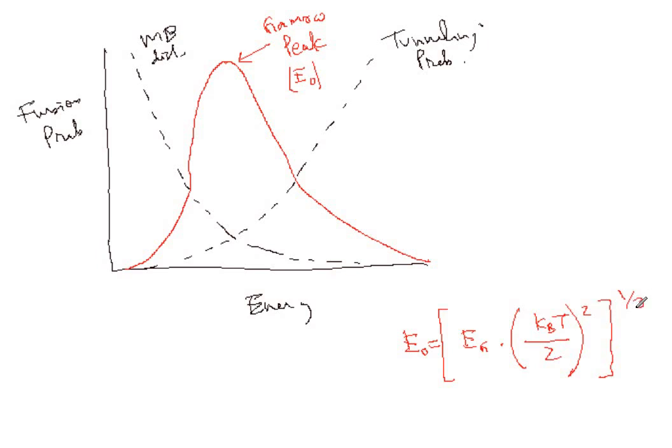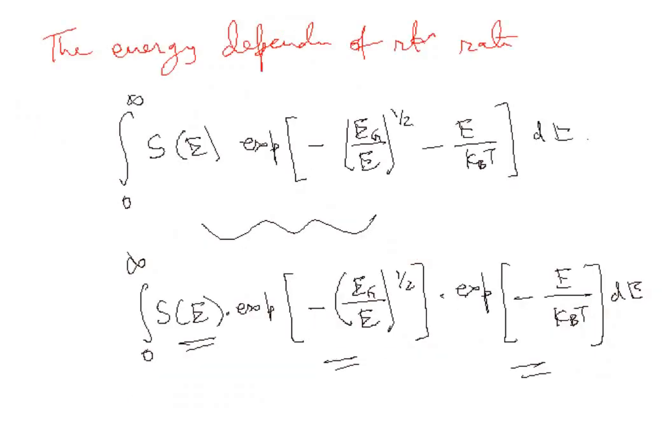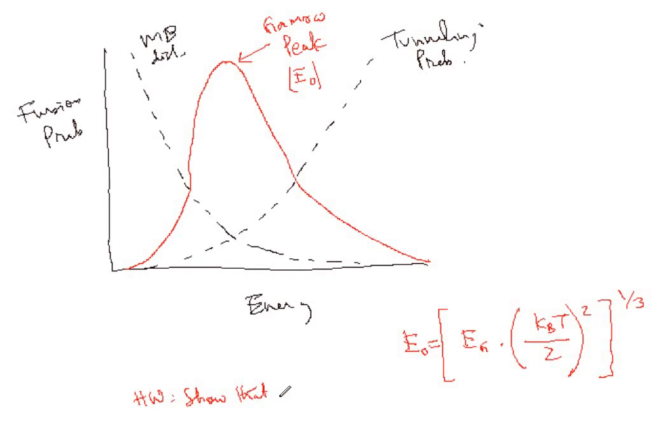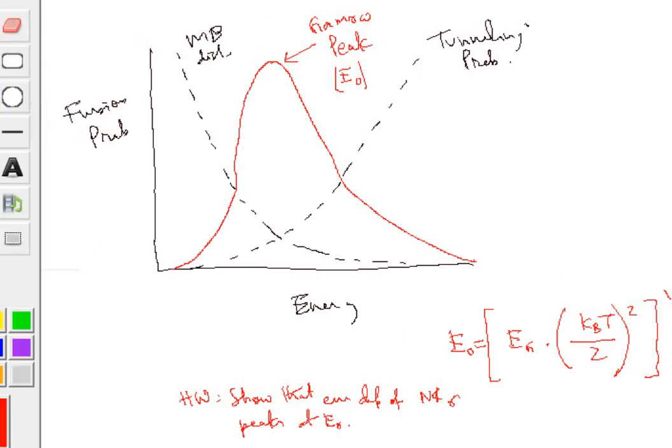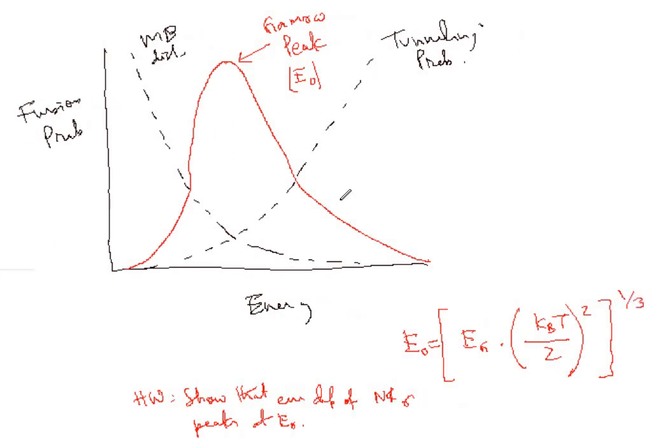Okay, now this is interesting. And in fact, I would like you to show this yourself. So, this is a homework. Show that this energy dependence of the nuclear reaction cross section peaks at E0. It's just a maxima-minima problem. I'd like you to do this yourself. This is not very hard, but also quite instructive. Okay. Any questions till now?